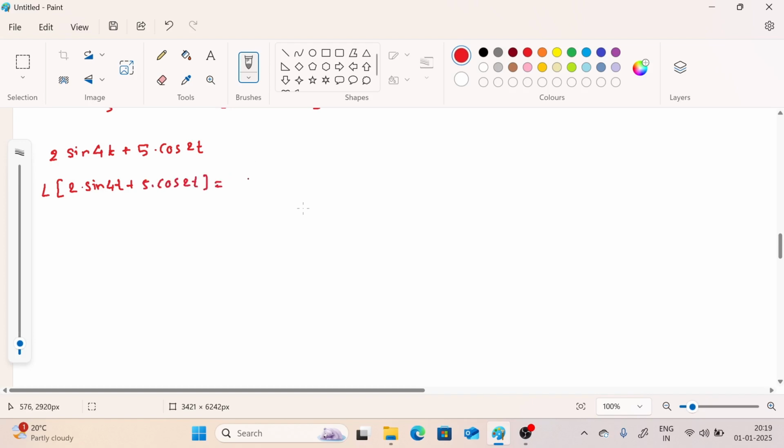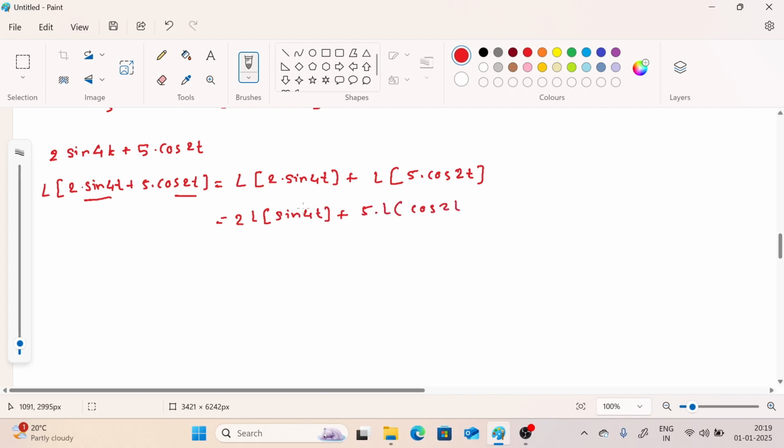Now, by using the linearity property, I will separate the terms. Laplace of 2 sin 4t plus Laplace of 5 cos 2t, right? For simplification, I will take the constant 2 outside, Laplace of sin 4t, plus 5, I will take it outside, it's a constant, Laplace of cos 2t.